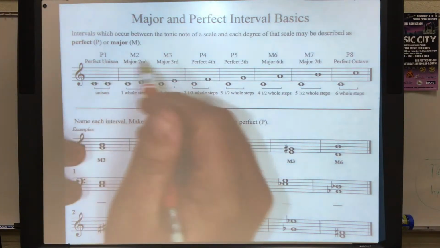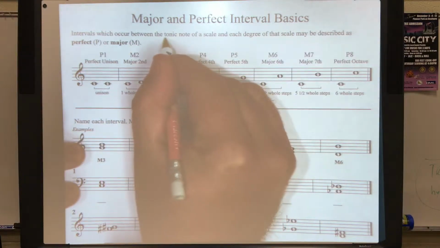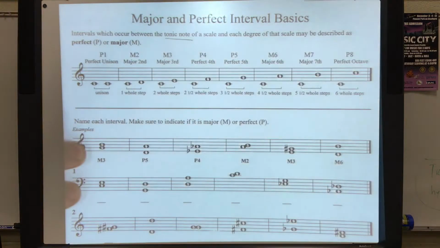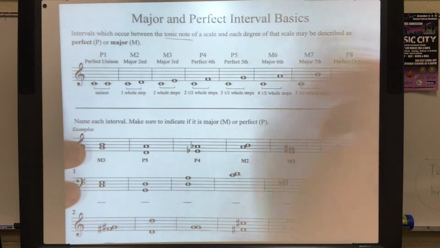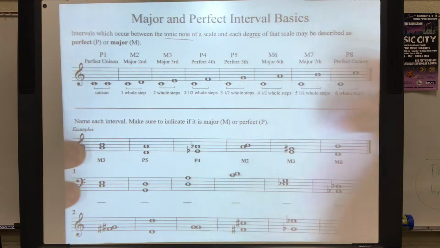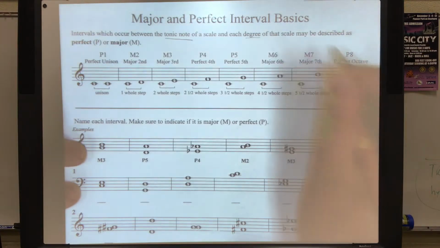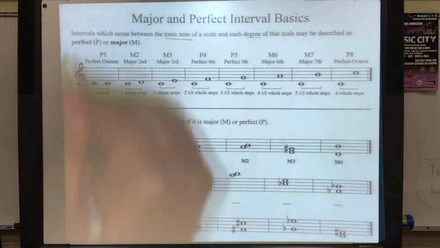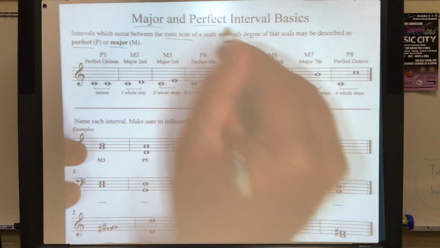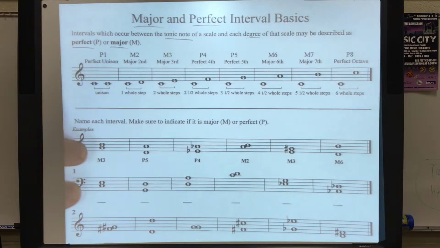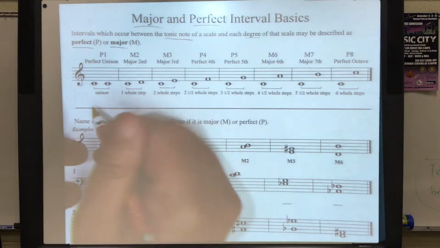Intervals which occur between the tonic note, and tonic is just a fancy way of saying the bottom note of the scale, and each degree of that scale, and a degree is just a note of that scale, may be described as perfect or major intervals. Notice this is a major and perfect interval basics worksheet. Okay, so let's start with a perfect unison, and we'll go by half steps.